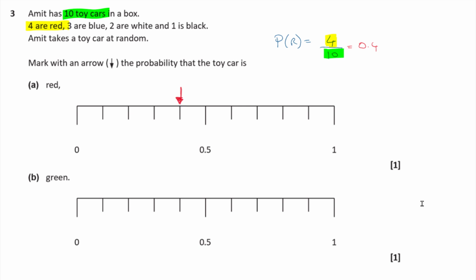What's the probability that the car is green? Well, I don't remember there being any green cars. So the probability then of getting a green one is going to be the 0 green cars out of a total of 10, or 0. So that's quite an easy one. Just goes there on the end there. It's impossible, isn't it? Can't get a green one if there are no green cars in the box.